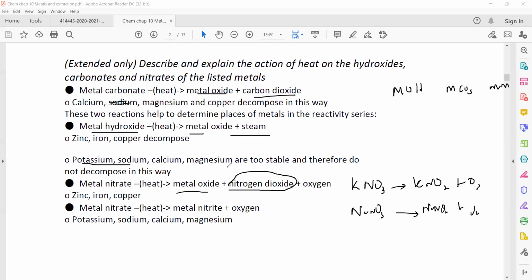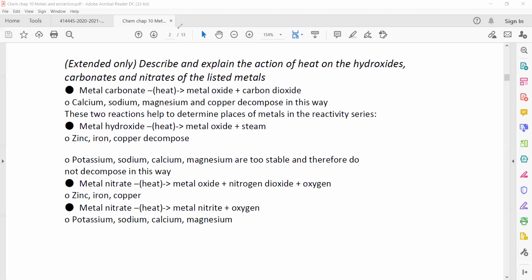Sometimes they ask, we have a metal nitrate and we are supplying heat energy, what is the observation? The observation is that it will release on heating a brown gas, which is nitrogen dioxide. And nitrogen dioxide is a non-metal oxide, which is also known as acidic oxide. So it will have an effect on the indicator paper.